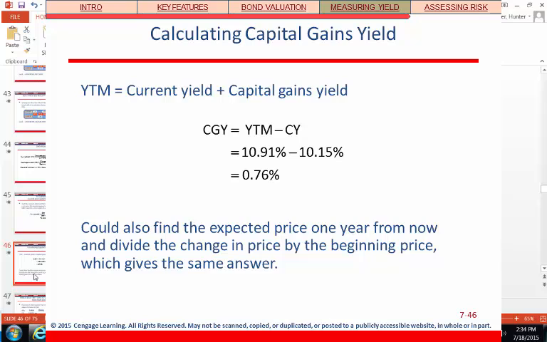Now, to get your capital gains yield, you could figure that out simply by rearranging the equation. Yield to maturity equals current yield plus capital gains yield. So if you find the yield to maturity, which we already found a couple slides ago, minus the current yield, which we found in the very last slide, you're going to find a capital gains yield of 0.76%. Now, you could have also figured this out by just taking the expected price 1 year from now and dividing the change in price by the beginning price.